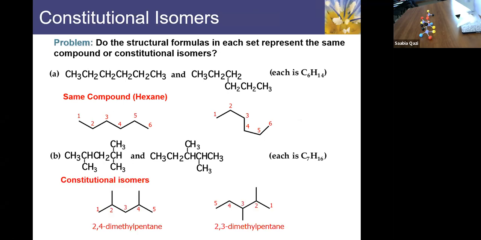Look at this. This is the same compound, and here I have what? 2, 4. Here the methyl group is on position number 2 and 4. Here the methyl group is on position number 2 and 3, and they become constitutional isomers. The connectivity is totally different.